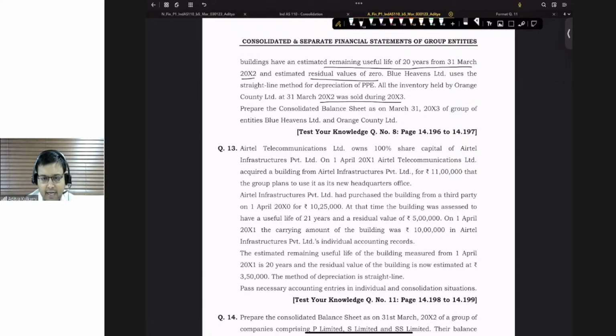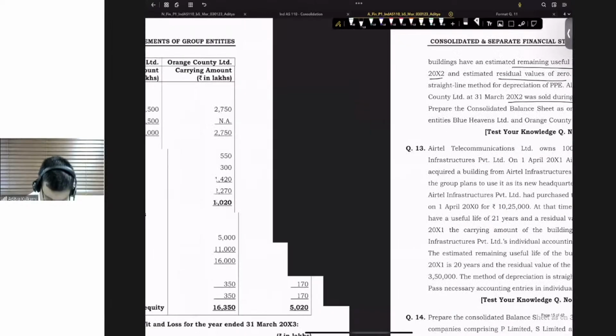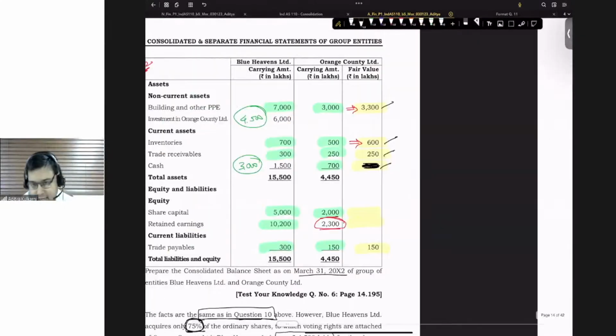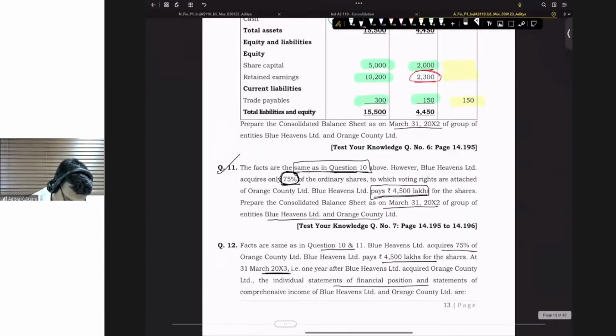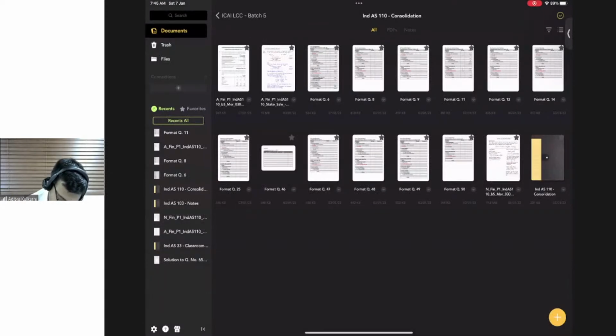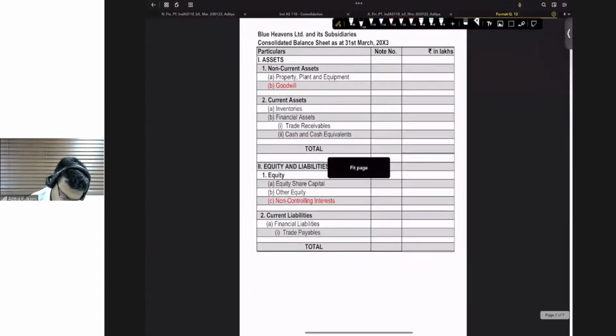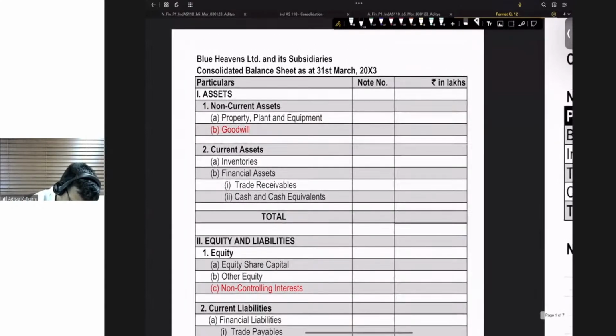Prepare the consolidated balance sheet as on 31st March X3 of the group of entities Blue Heavens and Orange County Limited. Okay, so this is your question number 12. Same facts as 10 and 11 as far as acquisition is concerned. Later on, 1 year of operations are carried out and those are the balances which you are able to see in the question. Okay, so now with this background, let us proceed to solve question number 12.